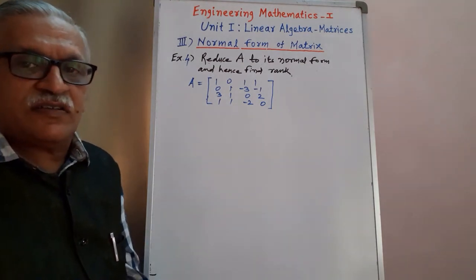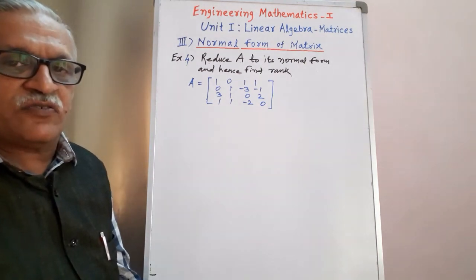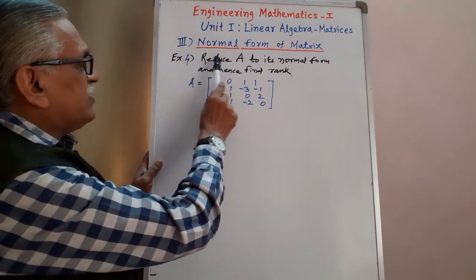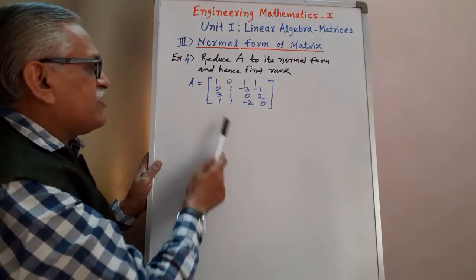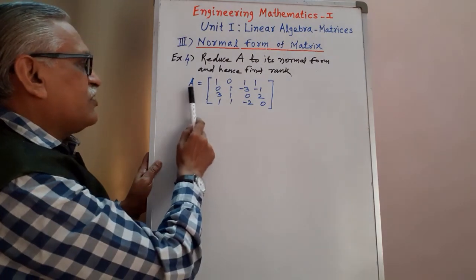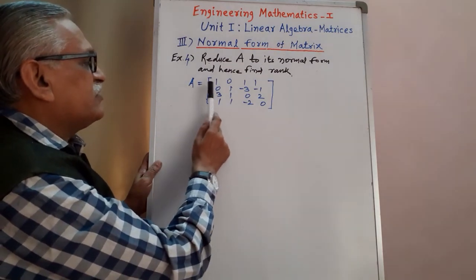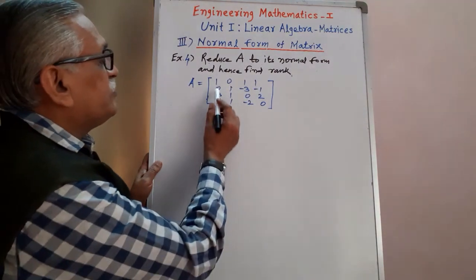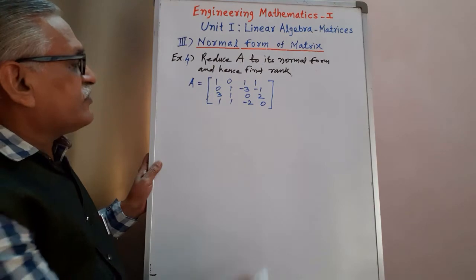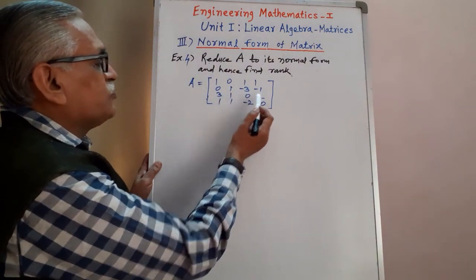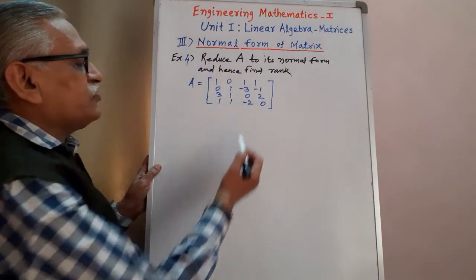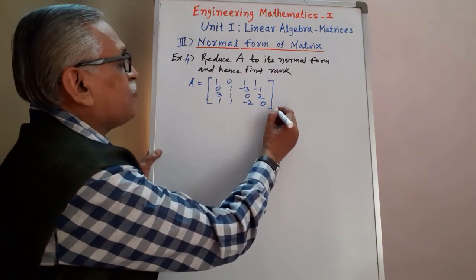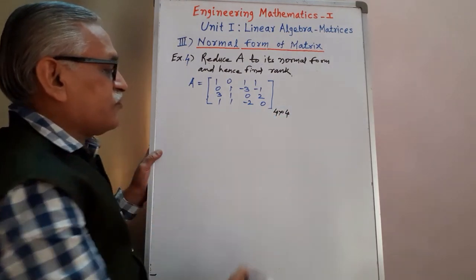Last example to reduce that matrix to its normal form. Example number 4: reduce matrix A to its normal form and hence find the rank of the matrix. Given matrix A has the elements 1 0 1 1 in the first row, 0 1 minus 3 minus 1, 3 1 0 2, 1 1 minus 2 0. The order of this matrix is 4 rows and 4 columns, 4 by 4.